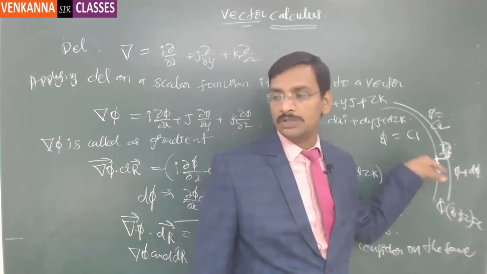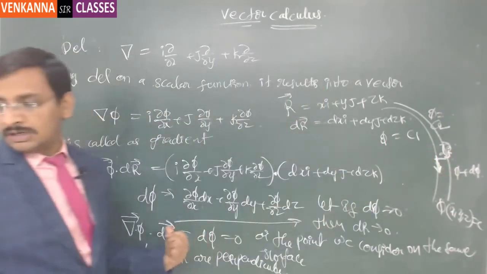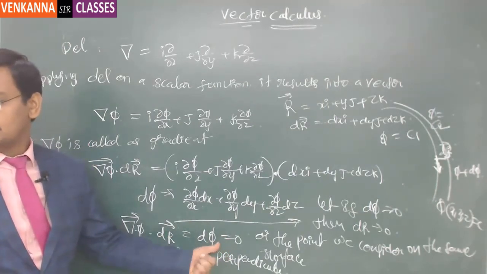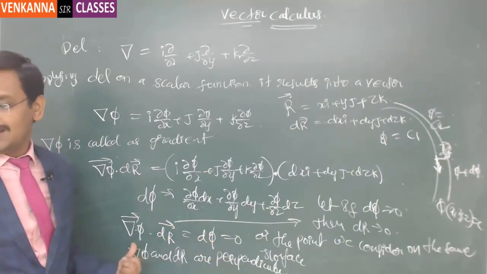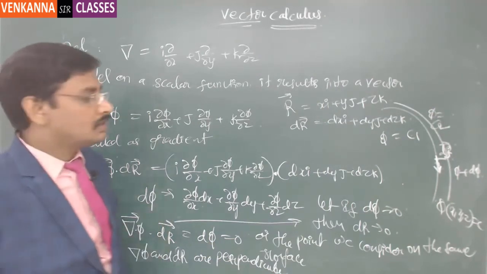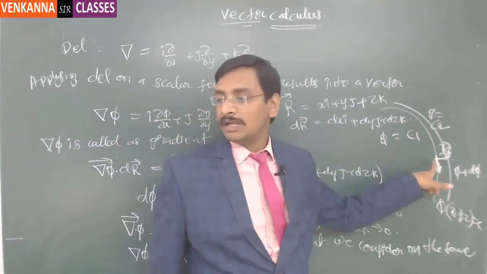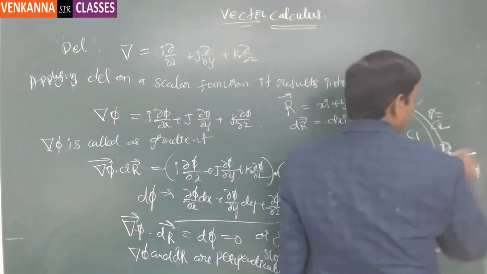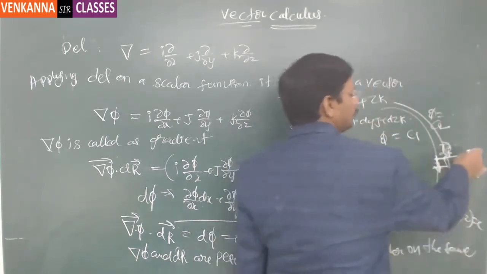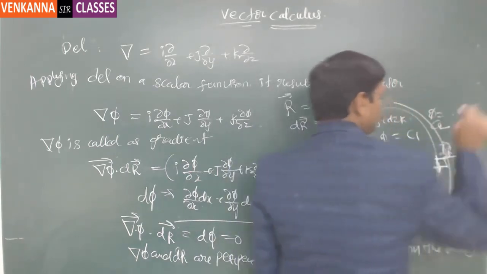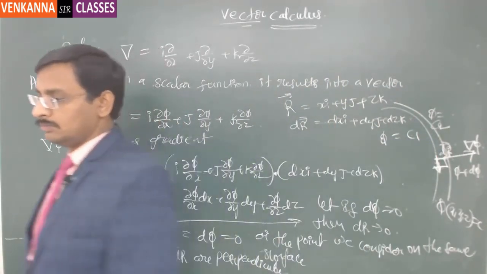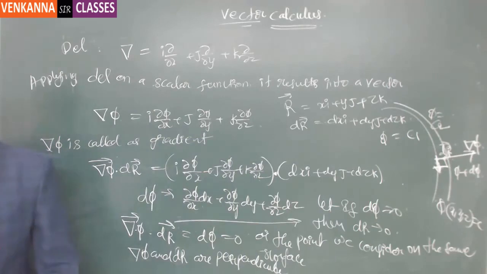Hence d phi equal to 0, hence the dot product of del phi and dr is coming out to be 0. So from this we can conclude that del phi is perpendicular to dr. Dr is nothing but a vector drawn on the same surface, hence del phi should be exactly perpendicular to this dr. So this is the del phi direction. Got it or not? Understood? Is this understood?